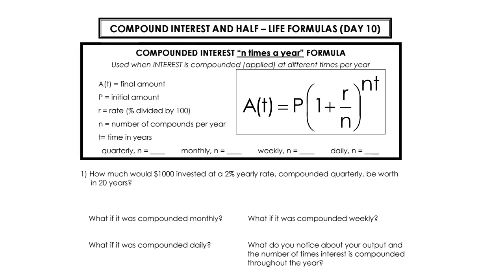All right, guys, we're on Unit 5, Day 10, and we're going to talk about some more formulas. These are compounding interest, and we're also going to talk about half-life formulas. So again, because they're formulas, they're easy to use. You just have to make sure that you're using the correct formula and plugging in the correct numbers for the correct variables. And so this is a compound interest formula.